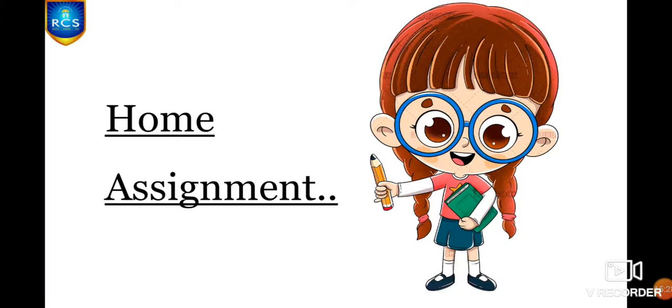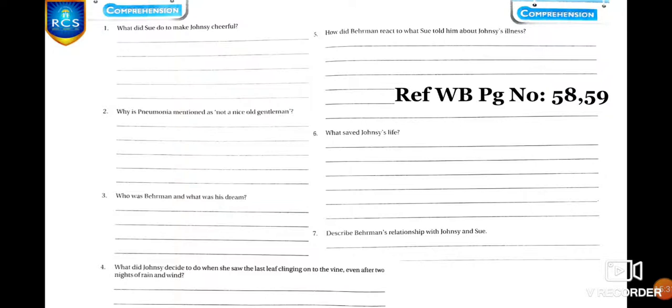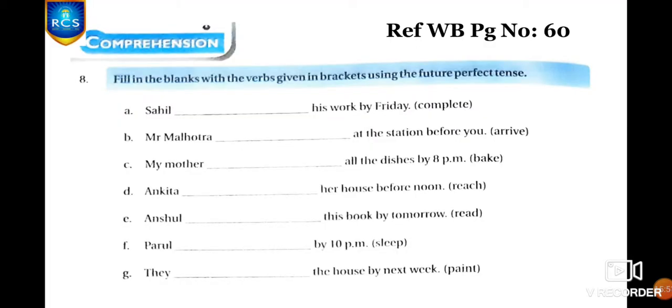And now let me tell you the home assignment for today's session. Children, in your workbook, page number 58 and 59, they have given you some questions related to the story, The Last Leaf. Read the story thoroughly and answer all these questions. Clear? Yes. And in your workbook, page number 60, 8th question, fill in the blanks with the verbs given in the brackets using the future perfect tense.